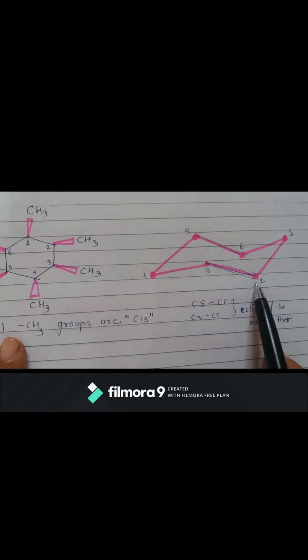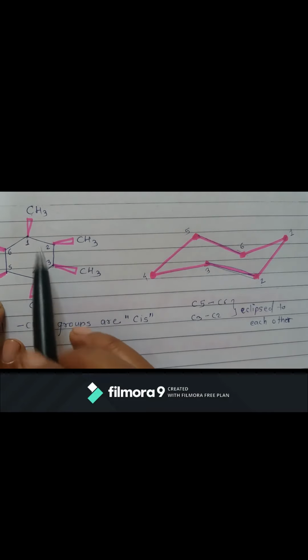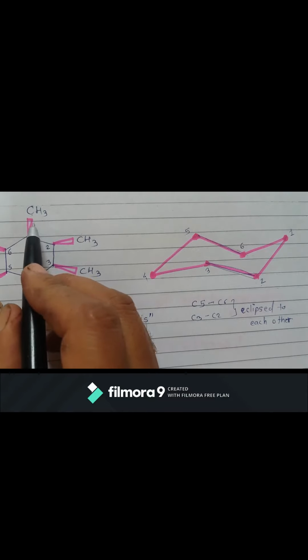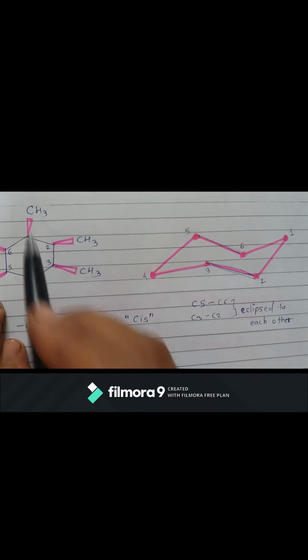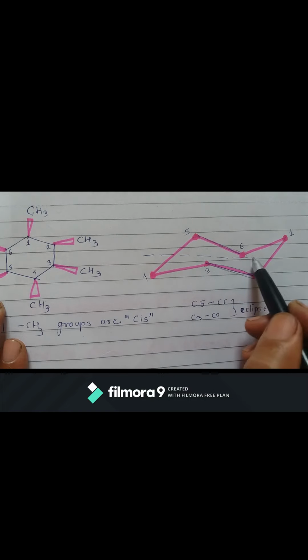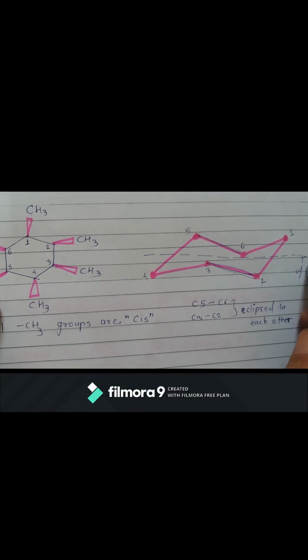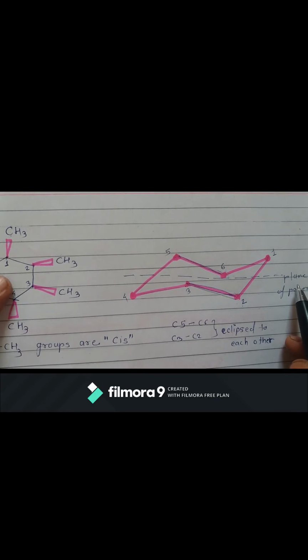in this chair conformer. So all methyl groups present, we have drawn 1, 2, 3, 4, 5. Now we will go for the first methyl group which is present above the plane of the paper. Here you can consider this is the plane of the paper. It's not possible to show with the model here, but at least we will consider this is the plane of the paper. Now we have to draw the first methyl group at this first carbon atom which is above the plane of the paper.